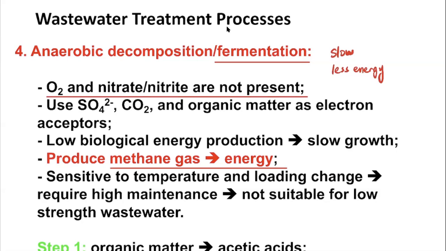So for this anaerobic decomposition, the bacteria normally use sulfate ions, carbon dioxide, and organic matter, for example, some organics like glucose, as the electron acceptors. So basically, they're going to consume these species. So for this anaerobic decomposition, it's low biological energy production.